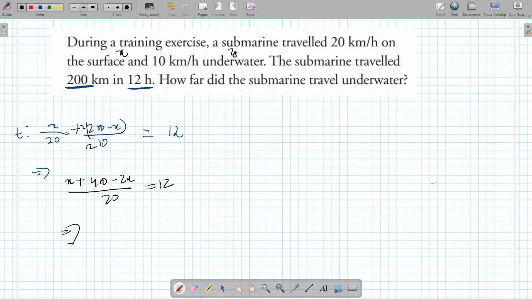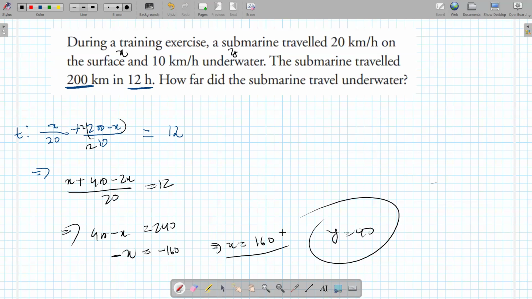Now what? You multiply by 20. That's 240, 400 minus x. So x will be 240 minus 400. That's going to be negative 160. So x is 160. What's y if x is 160? What's the distance it traveled? 40. It's 40 and you're done. So again, we saw the trinity of distance, speed, and time again.